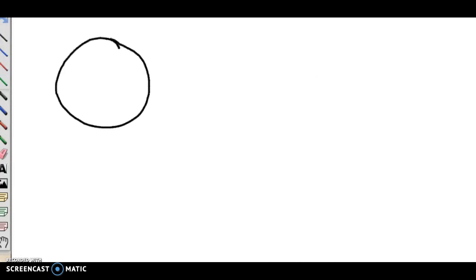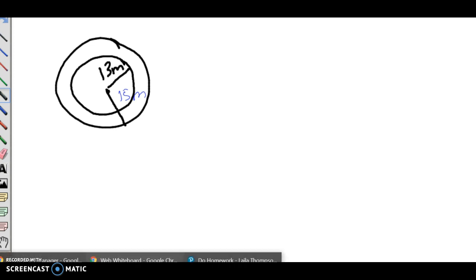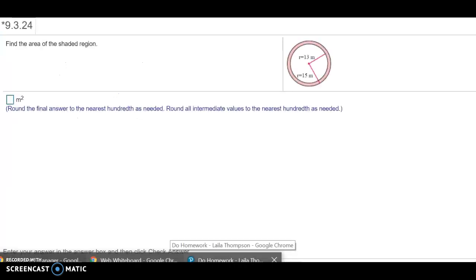We have a circle, and then we have another circle inside the circle. I believe this was 15 meters. And I believe the other was 13 meters. Let me just revisit the picture just to make sure. Yes, okay.